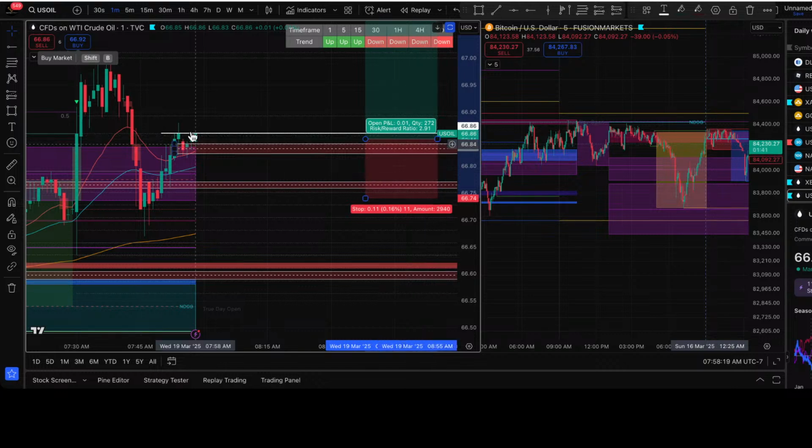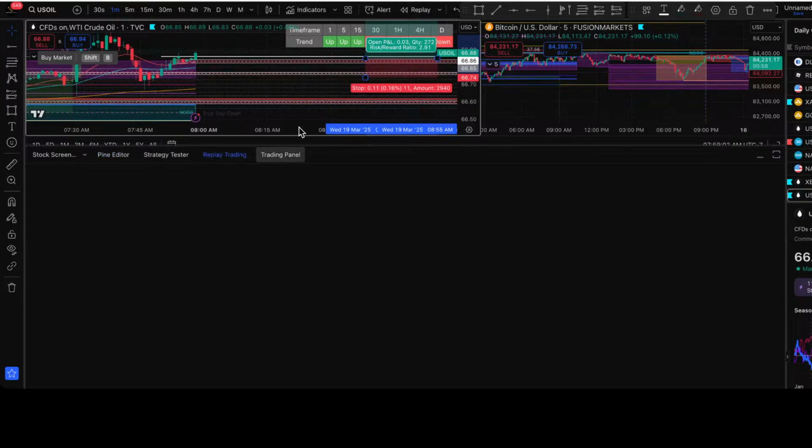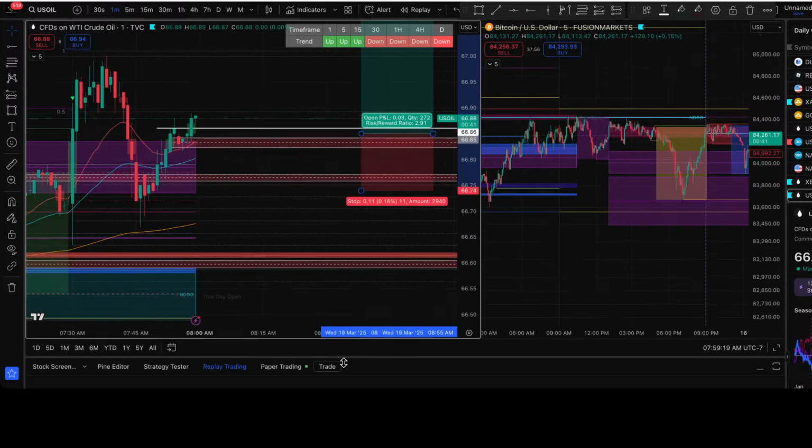Seconds left. Again, I want to see it close above here. So we got a closer. That would be a buy.